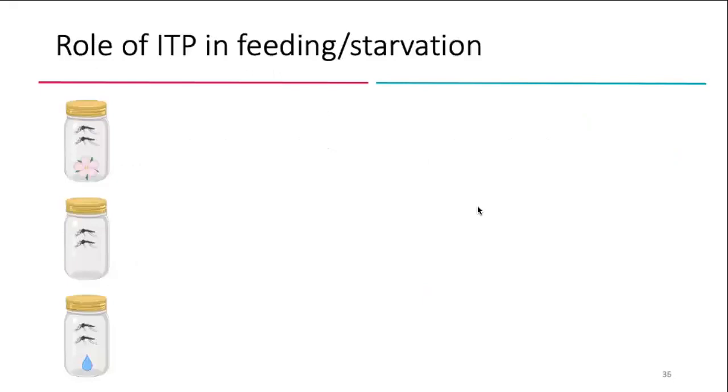So initial attempts in examining a putative role of ITP and ITP-L was examining its role in feeding and starvation. Adult mosquitoes were isolated post-emergence and placed into 3 treatment conditions. We had a fed treatment where mosquitoes had access to a sugar meal, a non-fed treatment where the animals were deprived of both food and water, and a water-fed treatment where they had access to water but no sugar meal. And these adults were collected after 24 or 48 hours, and mRNA transcript levels of both ITP and ITP-L were measured.